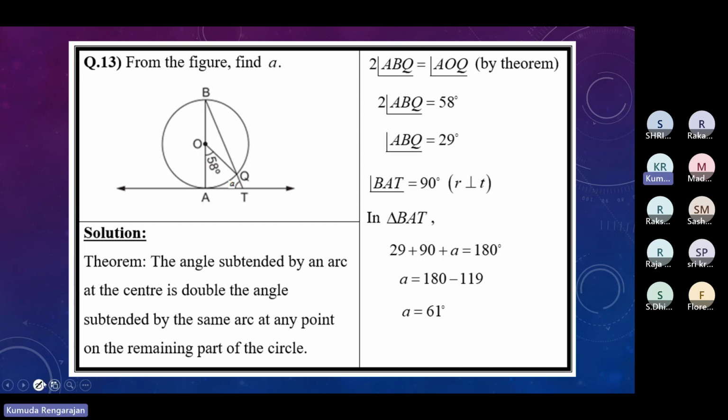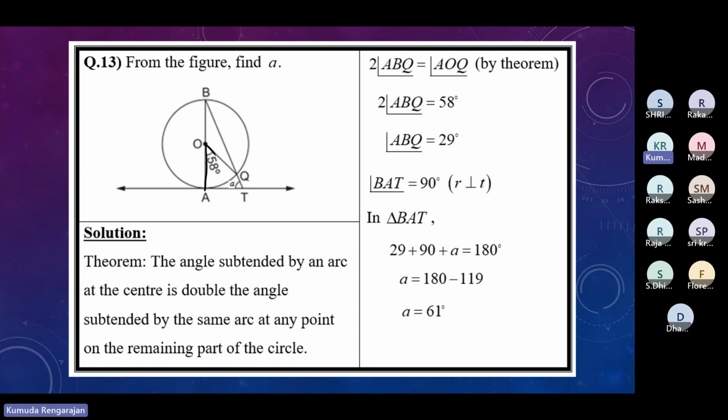You can also find it using the quadrilateral. That's what I asked you earlier. So this is 58 degrees. A linear pair axiom. This one will be 180 minus 58. How much is that? 122. Now this side is equal to this side.